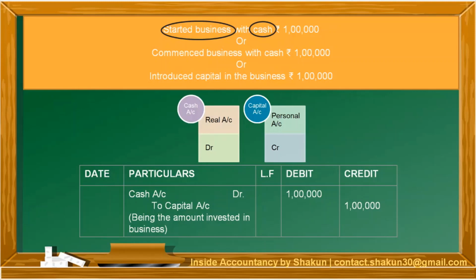Therefore, our journal entry will be, since cash is to be debited, so cash account we've written here followed by Dr, and capital account is to be credited. So before capital account we have written To.